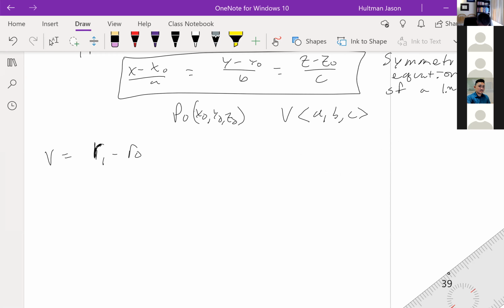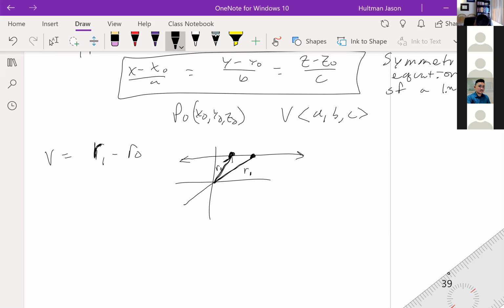So what's the vector v in this case? If we have r1, let me draw the picture here. We have r naught, and then we have r1. So we have this point here, and we have this point here, and it's on this line in 3 dimensions.